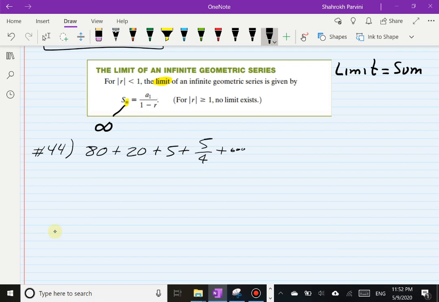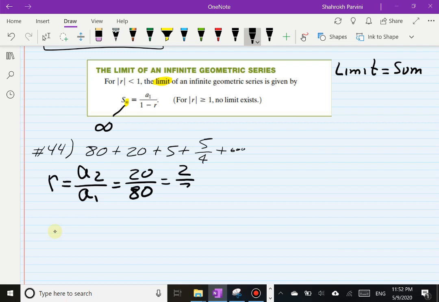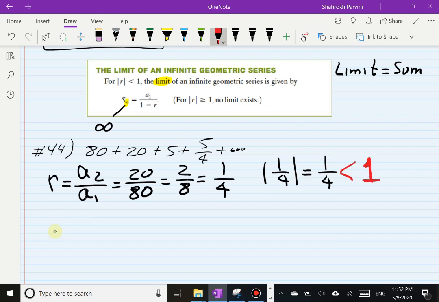Before we can find the sum, it's very important that we find the common ratio. a2 over a1 is 20 over 80, which is 2 over 8, or 1/4. The absolute value of 1/4 remains 1/4, since the absolute value of positive numbers is positive. That is indeed less than 1. 1 is the magic number here. So we can say the limit, meaning the sum, exists.